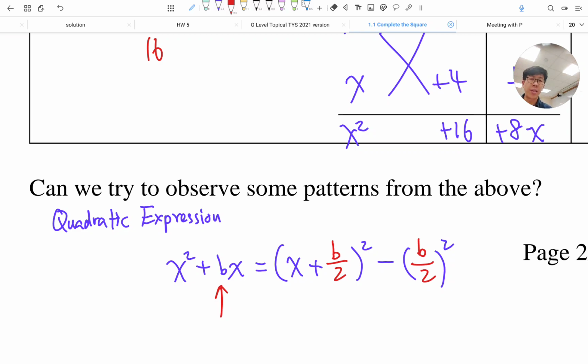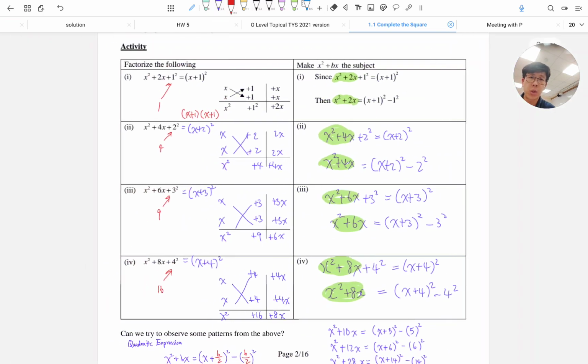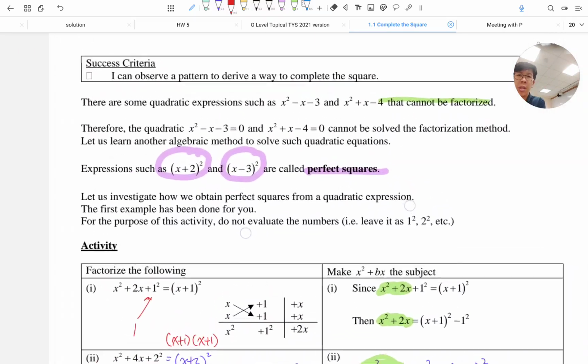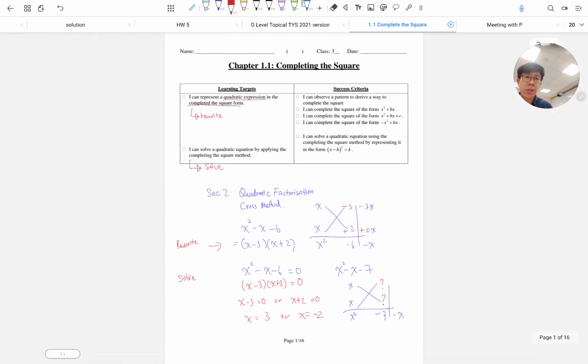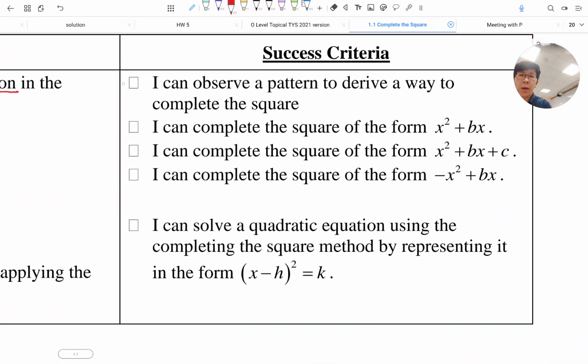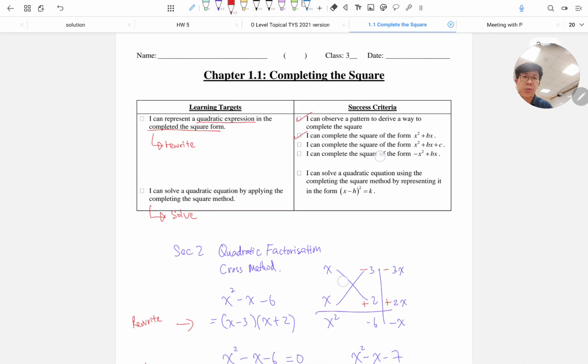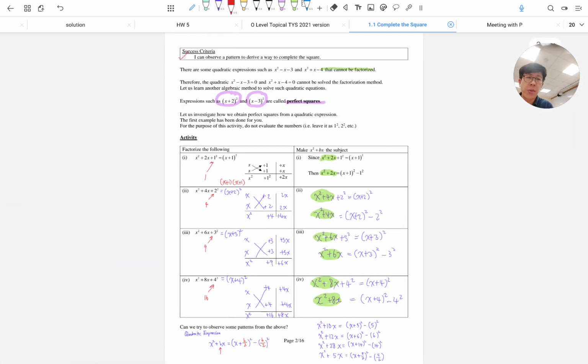Alright, and what we have just done is actually complete the square. This is the technique. So let's look back at our learning target on the top. Have we observed a pattern to derive a method to complete a square? Yes, we did. Okay, so let's check it off. In fact, let's turn one page in advance. We have done this already. Actually, we have done this. I can complete the square for the form x squared plus bx. Okay, let's move on. Let's go to page 3.